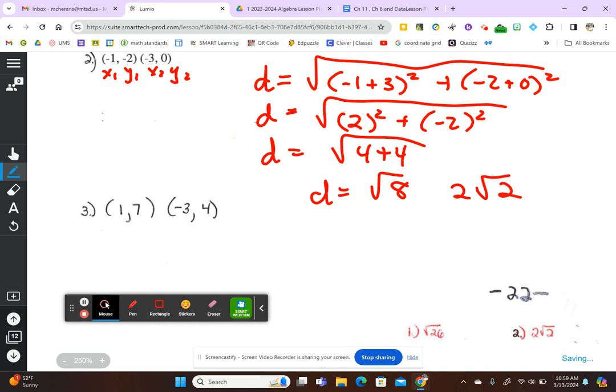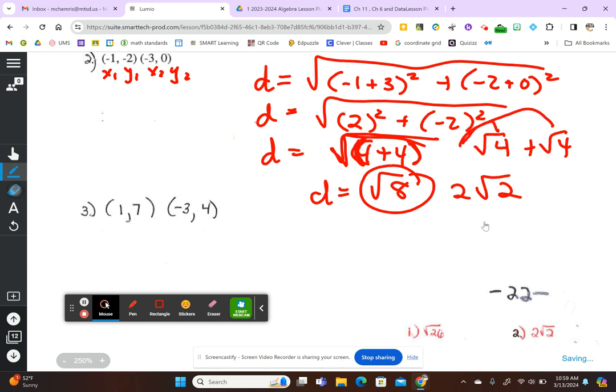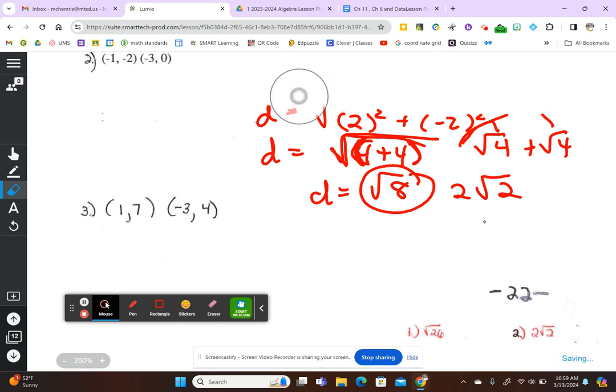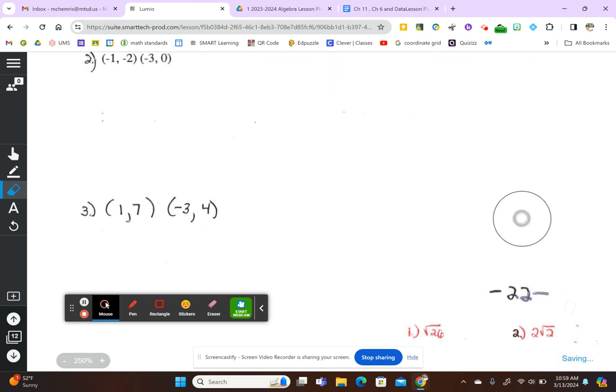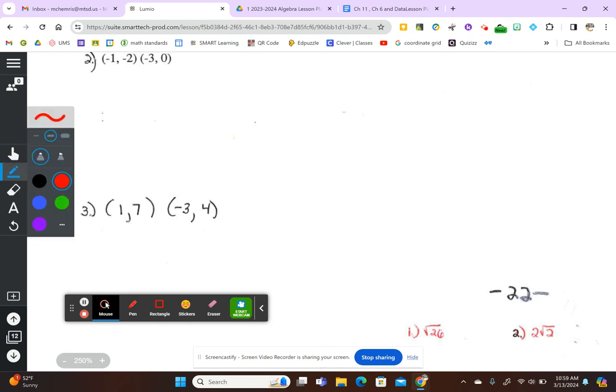Now, I just want to warn you, the square root of 4 plus 4 is not the same as the square root of 4 plus the square root of 4. The square root of 4 plus the square root of 4 would be 4. Square root of 8 is not the same as 4. So remember, you have to add these together first, and you cannot turn this into two separate square roots. Okay, so why don't you go ahead and try number 3, and when you're done, turn the video back on and check your answer.